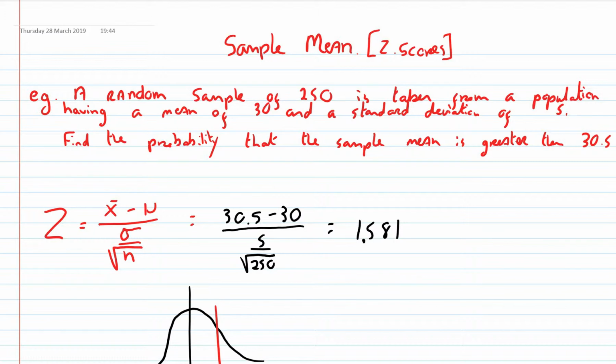So basically there's a population of people or of whatever, and it has a mean of 30, so that's the actual mean of the population. Also the actual population has a standard deviation of 5. We take a sample of 250 from that population. We're looking for what's the probability that our mean is greater than 30.5. Okay, so the actual mean is 30, but we take a sample. What's the probability that our mean, the mean of our 250, is greater than 30.5?